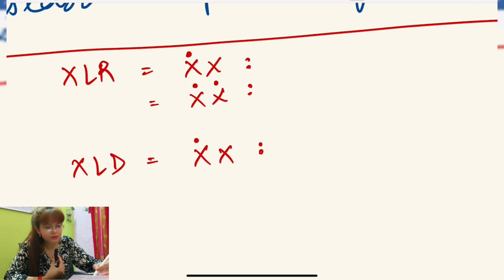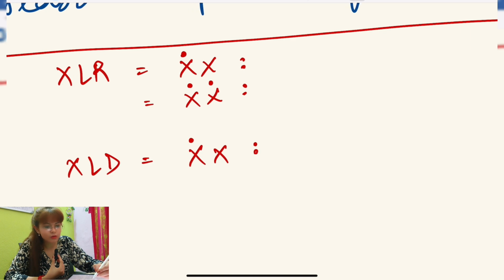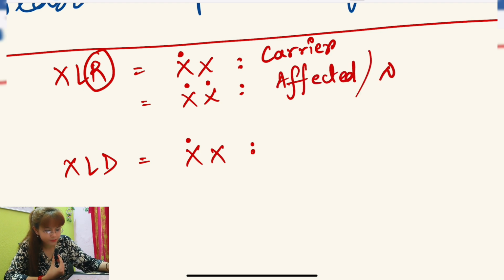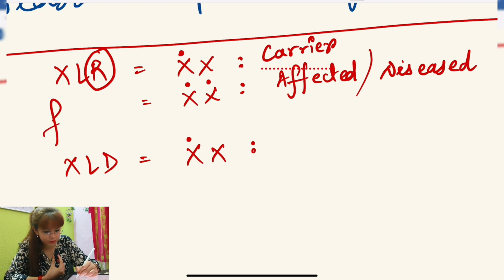If this is how it is, this chromosome is affected and this chromosome is normal. So this is a carrier. Why? Because it is X-linked recessive. Therefore, this is a carrier, and only in the recessive state, only when both chromosomes are affected, is this an affected or diseased female. Okay, I am talking only about females.